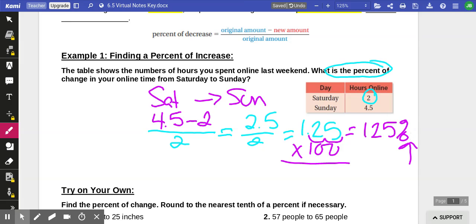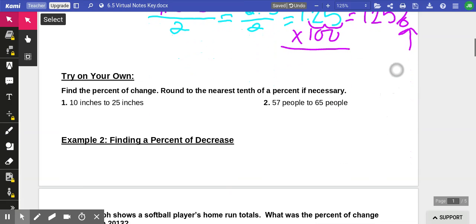All right, go ahead and pause the video, and you are going to try the next two on your own.